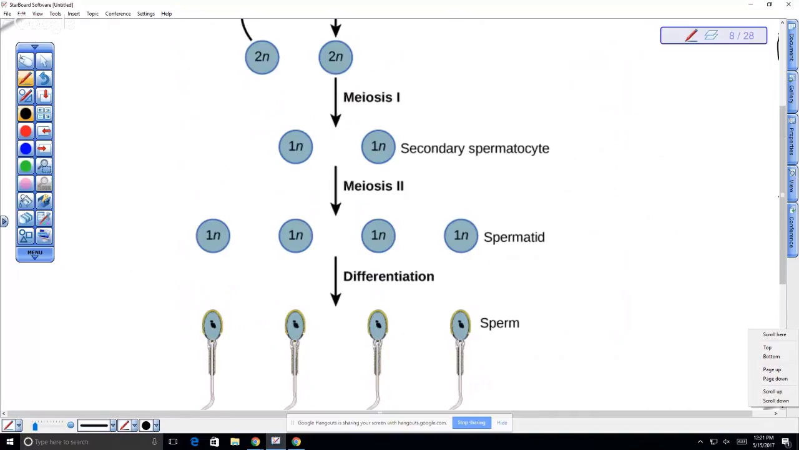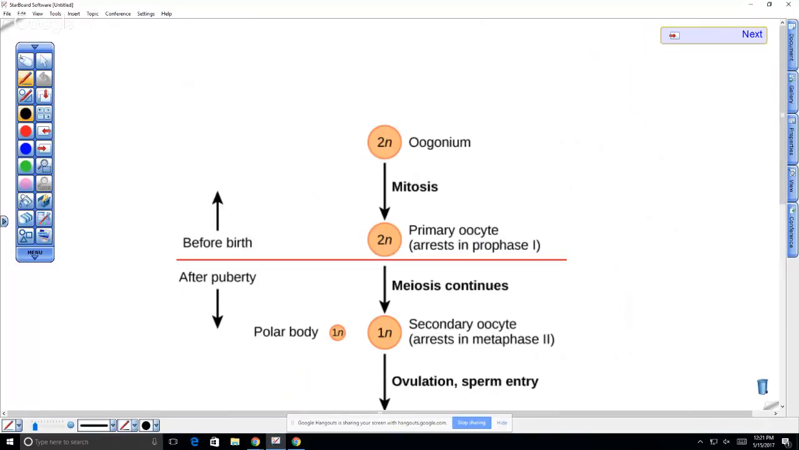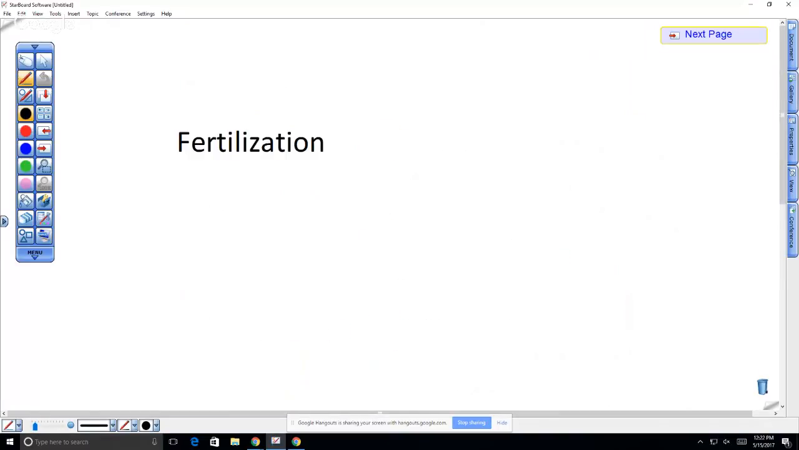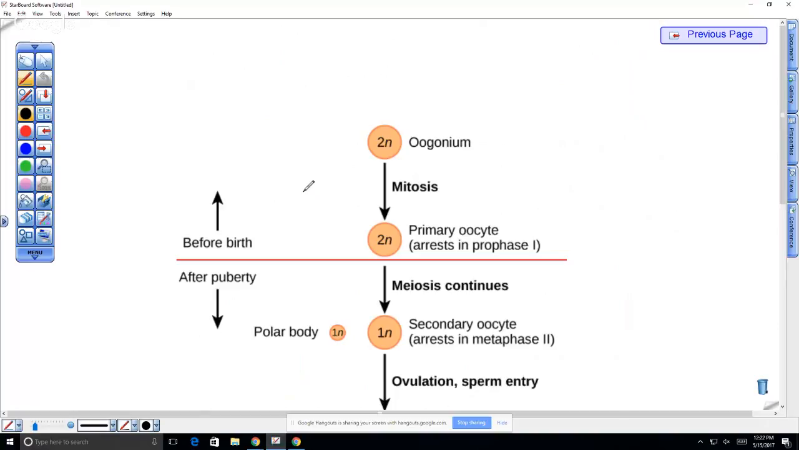If you compare this to oogenesis, and again, you don't need to know the specific names. Yep, question? Why are some sperm male and some female? I mean, they're genetically... We'll talk about that. Yes, I'll wait.